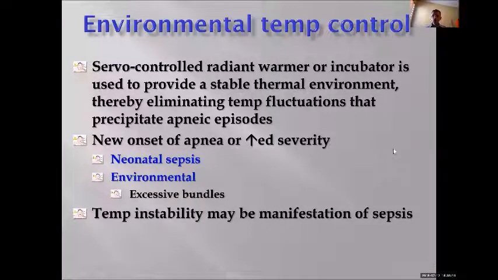How do we monitor? Remember we said change in temperature can cause apnea, both hyperthermia and hypothermia. So we use a servo-controlled radiant warmer or incubator that is connected to the environment inside the incubator, and also connected to the skin temperature of the baby, and it automatically controls the environment temperature to keep the temperature of the incubator within normal acceptable limits.